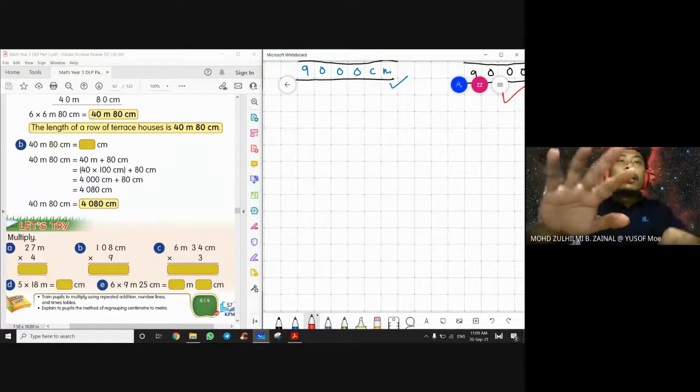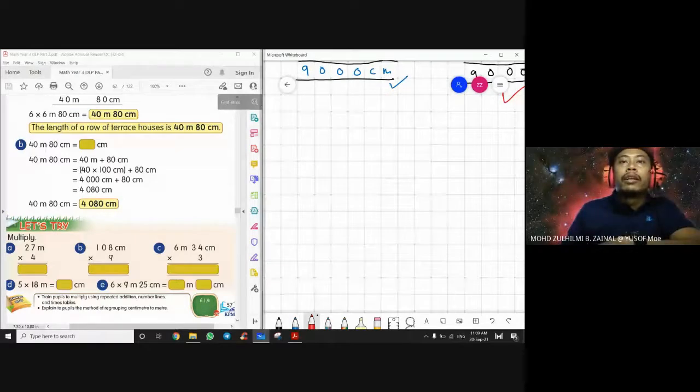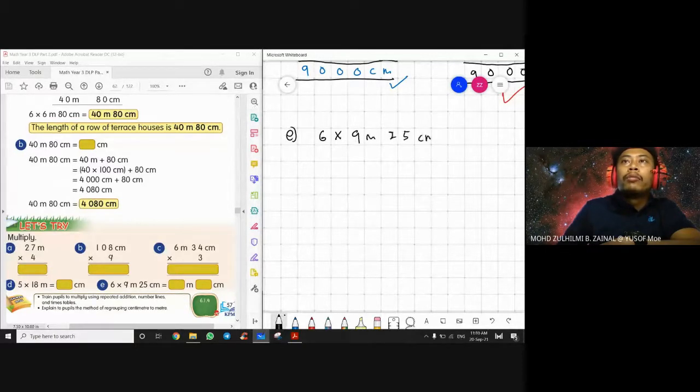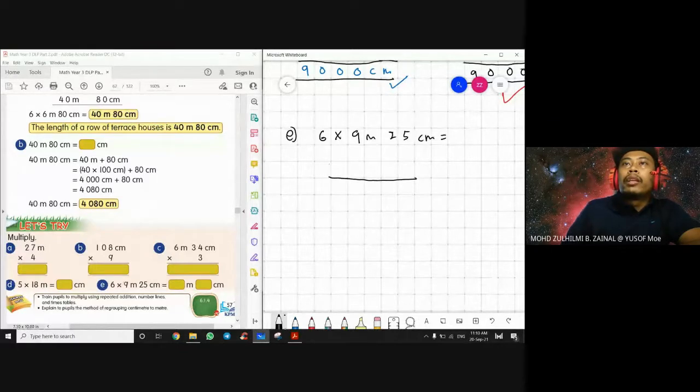Okay. So for E, yang ni cikgu explain sikit lah. Takut kamu lupa. E, 6 times 9 meters 25 centimeters. Okay, dia nak in meters and centimeters. So tak ada problem lah untuk change unit kan. Okay, so no need to convert anything. So you just write down the standard written method in meters and centimeters. Okay, start with number 9 and 25 times with 6.